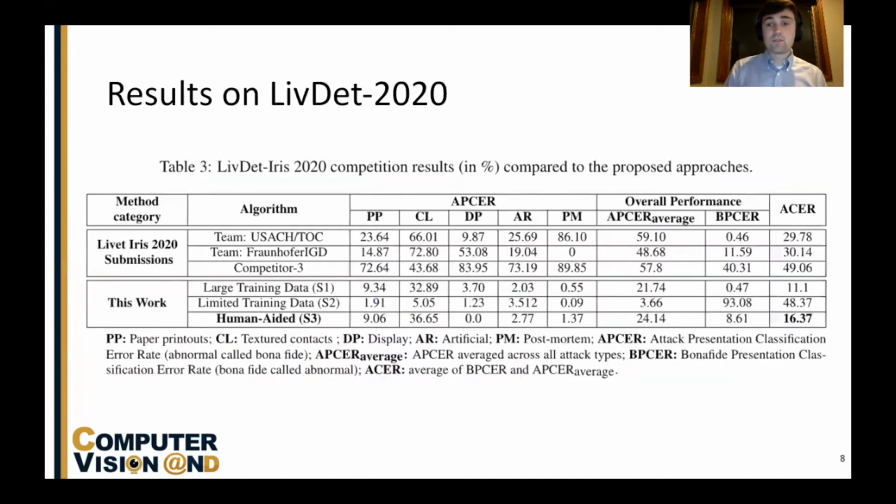When we compare it to the LiveDet 2020 competition, we see that our method S3 would have won the competition and would have just narrowly lost to S1, which we just saw was better. But what's interesting is that S2, just the limited data, would have come 3rd in the competition. So clearly this human annotation is providing a lot of value.